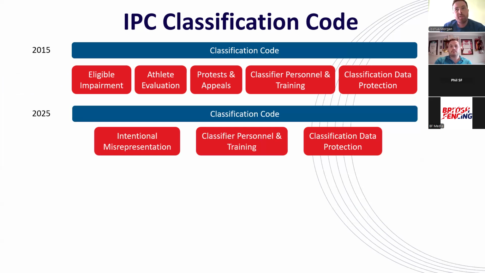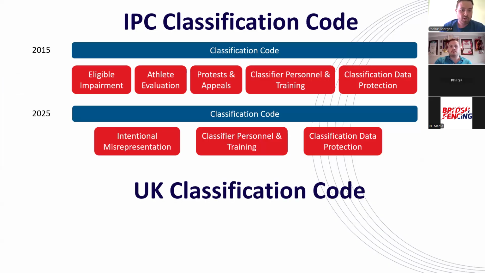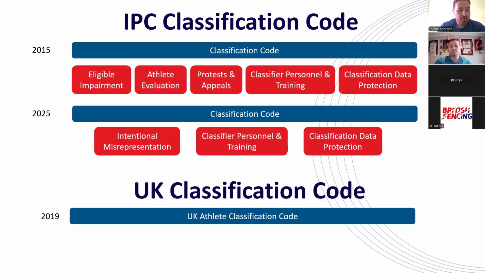While the IPC code governs the whole of Paralympic sport at an international level, within the UK we also have a UK classification code, which supports the delivery of national classification. It outlines the key areas that must be considered when delivering national classification, and it applies to all Paralympics GB members, whether that's a national governing body, or a home nation or an NDSO. If they deliver national classification, they all have to abide by the UK classification code. We first released ours in 2019.